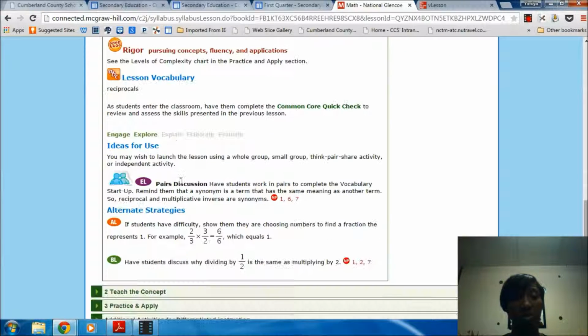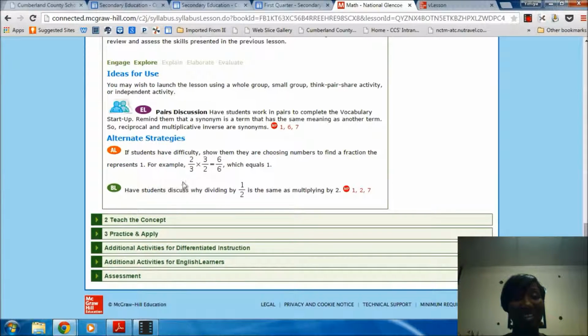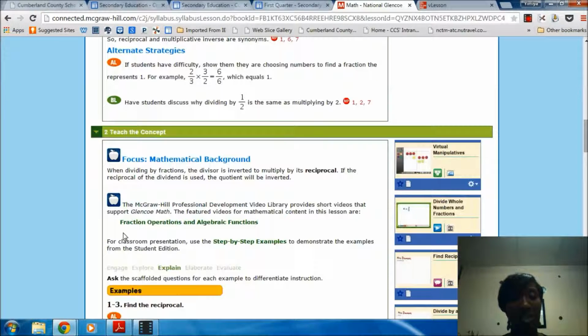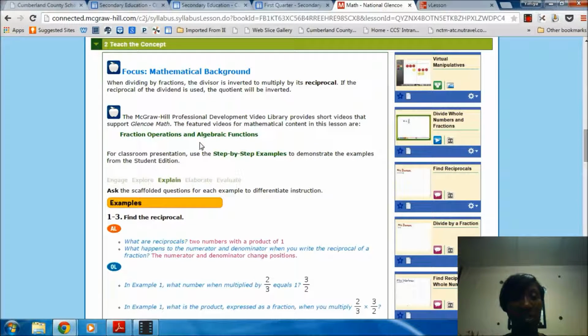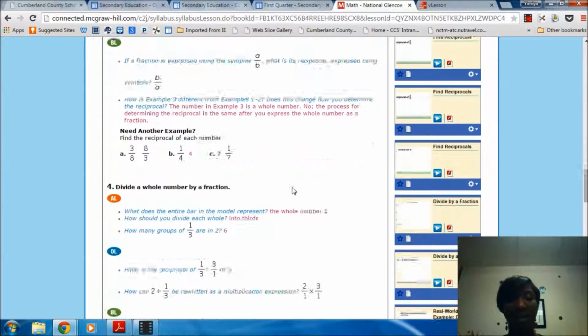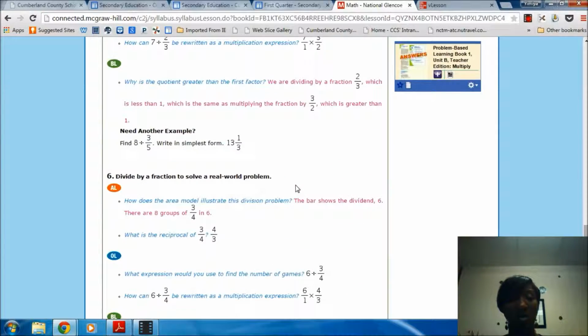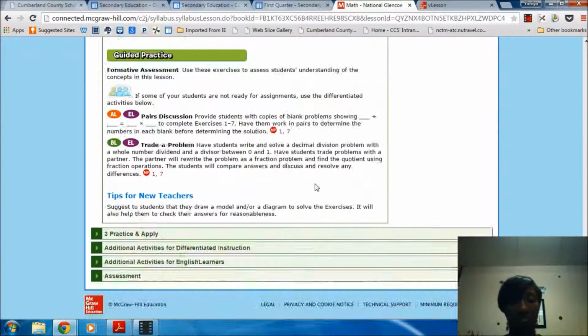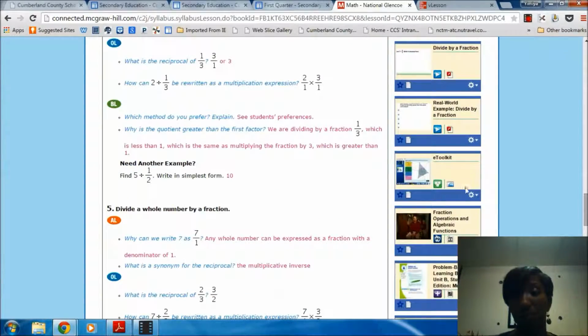It tells the rigor levels, the vocabulary, ideas that can be used as you're teaching the concept, what you're focusing on. It has a short video that supports this content. There is a presentation here that steps through the actual concept of dividing whole numbers by fractions and all that good stuff. Again, some guided practice and some formative assessment strategies that could be used here as well.